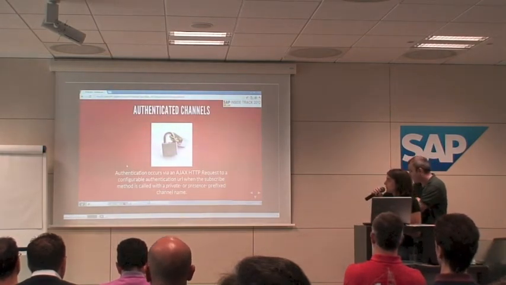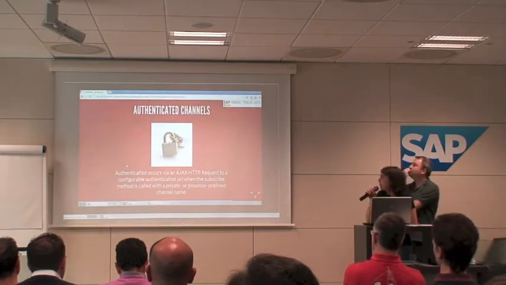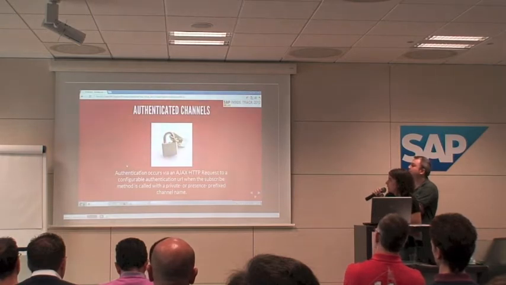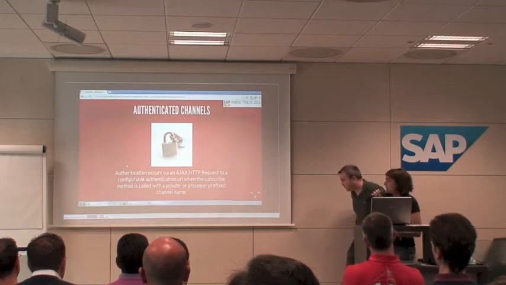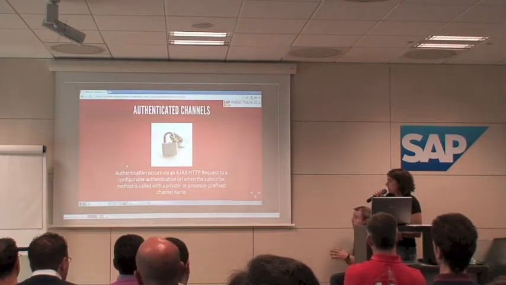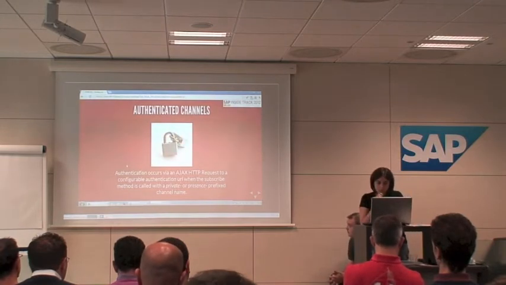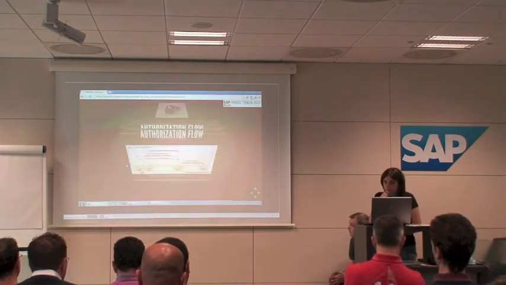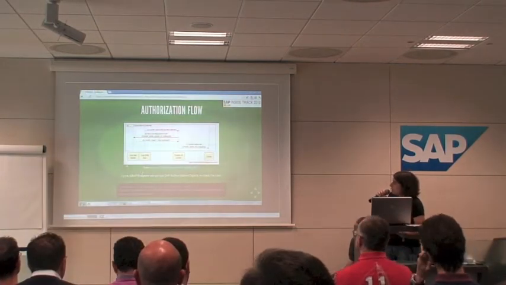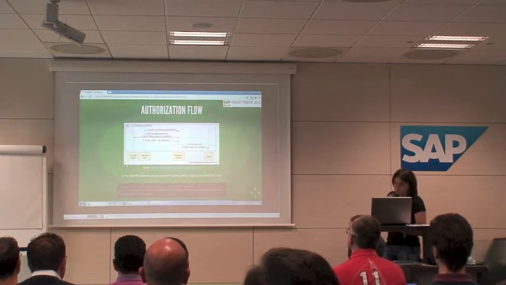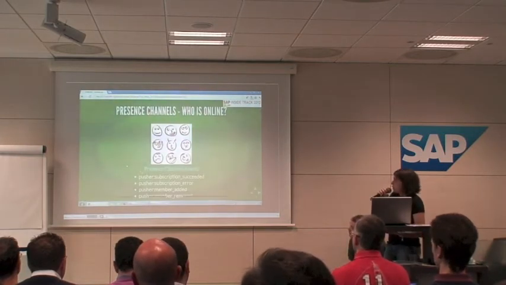As in the following slide, the authentication is possible through an AJAX request to a preferred URL. This happens when the channel name starts with private or present. In this picture, the authorization flow is well represented. Now we will see the present channel.